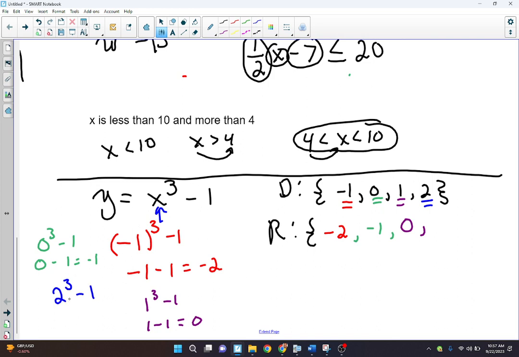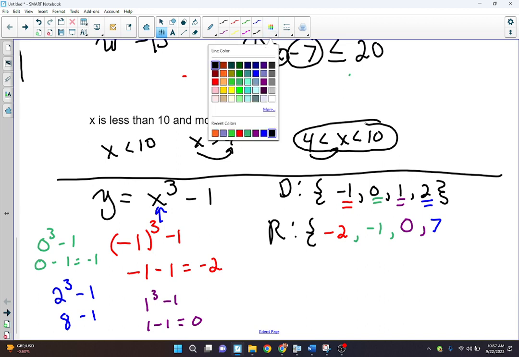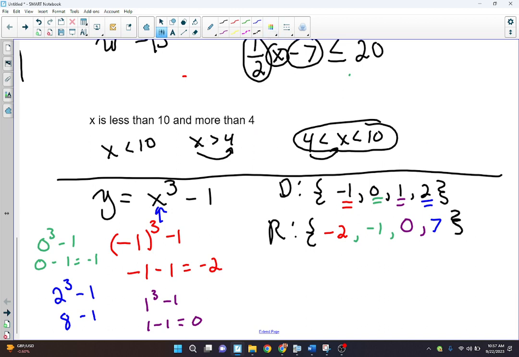So suppose the domain is like x, all 4 or 5 or 6 or whatever I give you. Okay? 2 times 2 times 2 is 8. 8 minus 1 is 7. So this is a function. This is the range of said function.